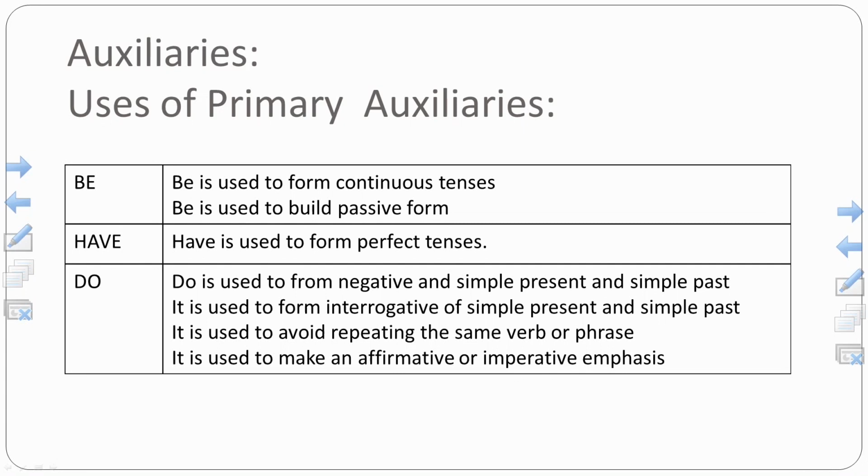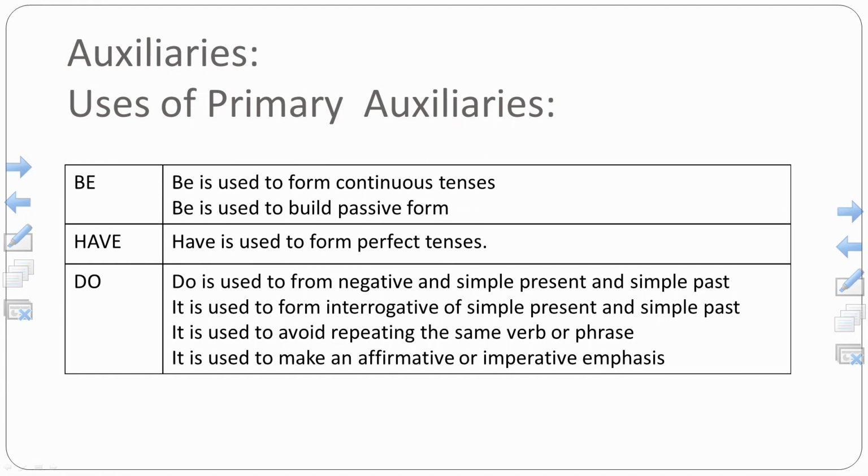So be, have and do. These are the very primary auxiliaries that we use in any sentence. We use these three things. Be is used to form continuous tenses. Also it is used to build the passive form. Have is used to form perfect tenses. Do is used to form negatives and interrogatives in simple present and simple past. It is used to avoid repeating the same verb or phrase, and also it is used for affirmative and imperative emphasis. So these are the uses of primary auxiliaries that we use in any sentence.